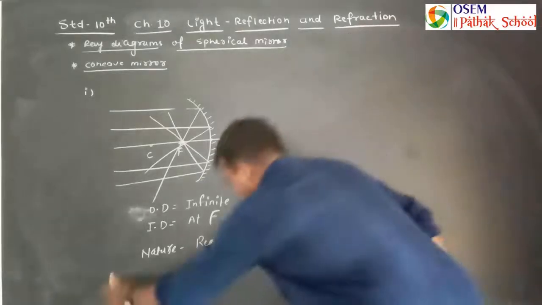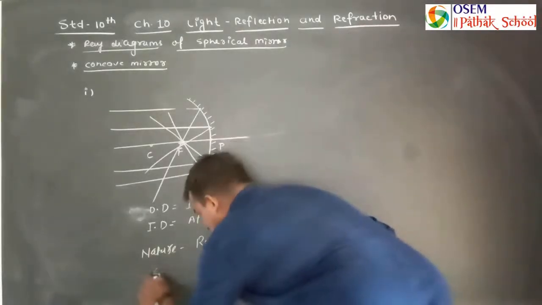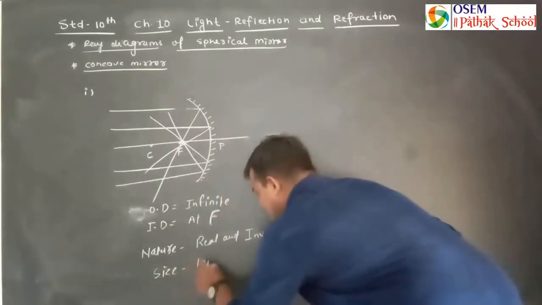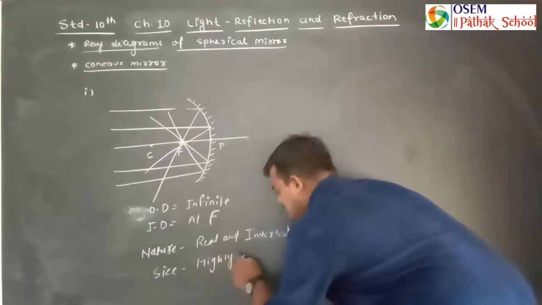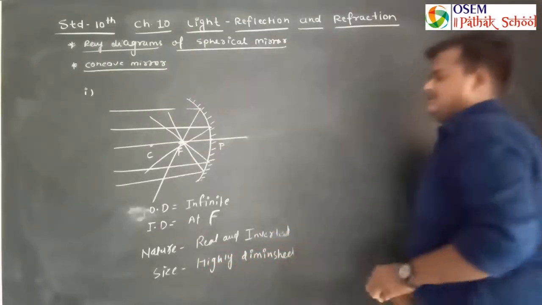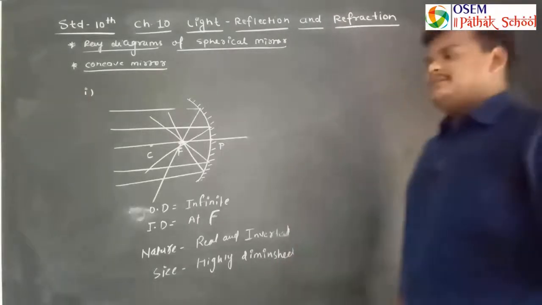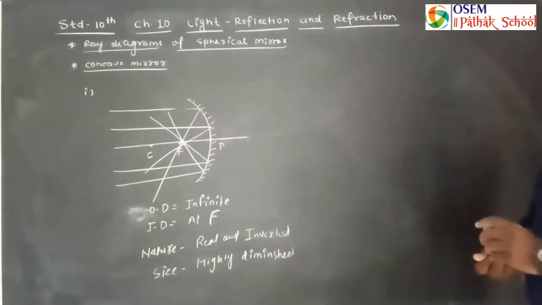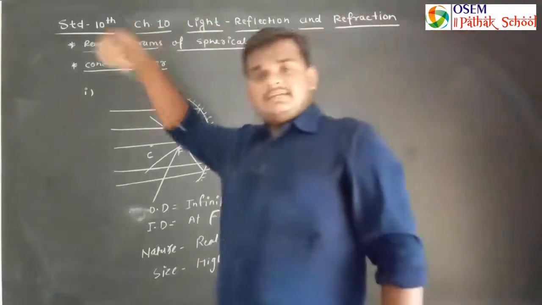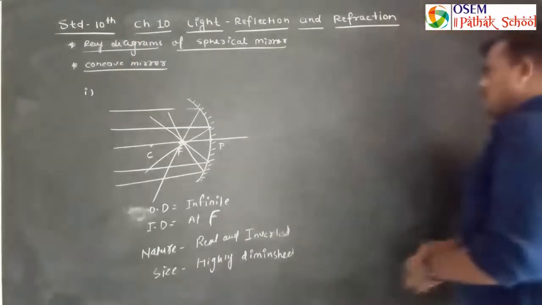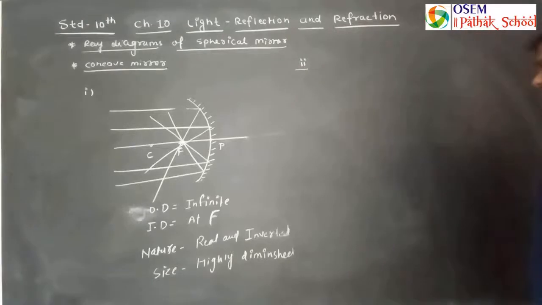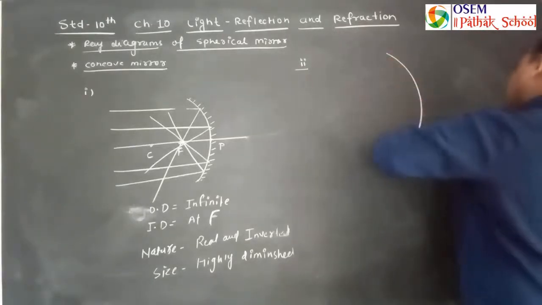And the size of the image? It is highly diminished, which means it is a point-sized image. The image will be formed exactly like a point there. So this is the first case, in which we place the object at an infinite distance. In the second case, I am drawing here. Just pay attention here. This is our concave mirror.